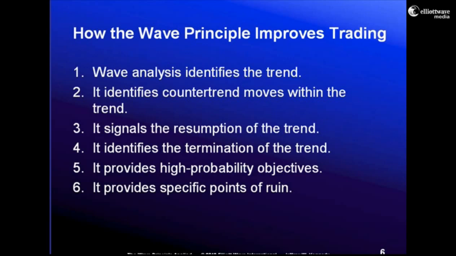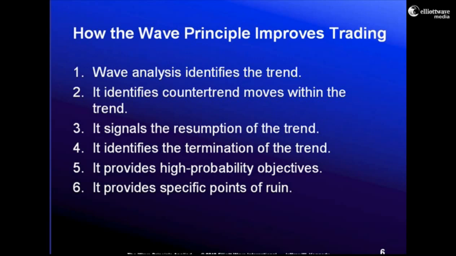Very simply, wave analysis identifies the trend by means of the impulse or motive wave, the 5-wave structure. 5-wave moves denote the direction of the larger trend. It identifies counter-trend moves within the trend by means of the corrective patterns: zigzags, flats, and triangles. It signals the resumption of the trend by the completion of an 8-wave cycle. What I mean by that is, for example, a 5-wave advance followed by a 3-wave decline. When you have 5 up and 3 down in place, you have an 8-wave cycle in place. That means the larger trend is about to resume.